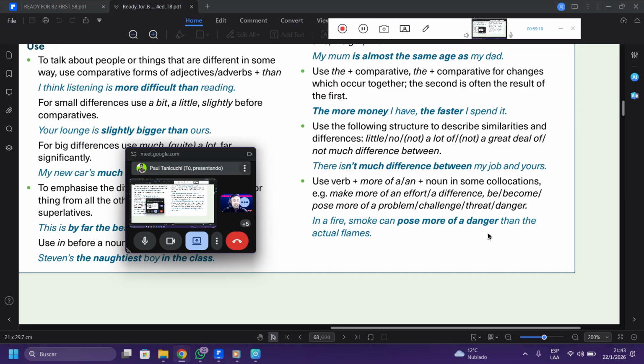For example, in a fire, smoke can pose more of a danger than the actual flames. Pose more of a danger means suponer más de un peligro, right? Like that. And always we use than. We often use this. So please. I need to make more of an effort to practice my English every day. Perfect. Nice.